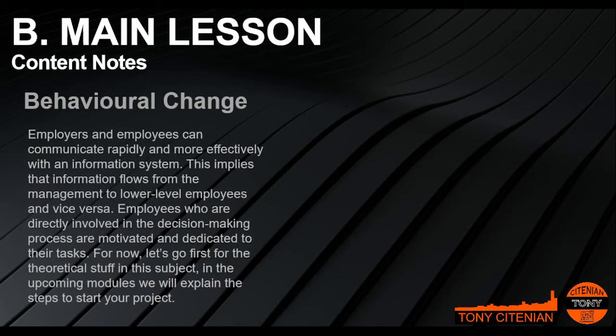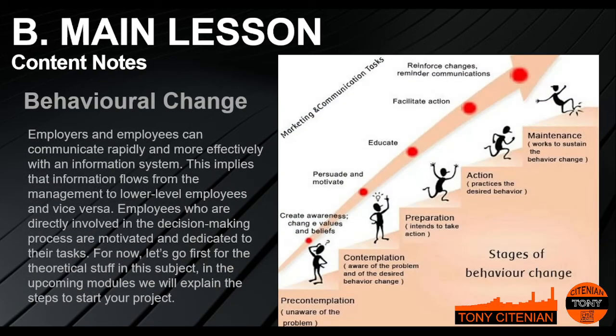For the behavioral change, what is this? Employers and employees can communicate rapidly and more effectively with an information system. This implies that information flows from the management to lower level employees and vice versa. Employees who are directly involved in the decision making process are motivated and dedicated to their task.